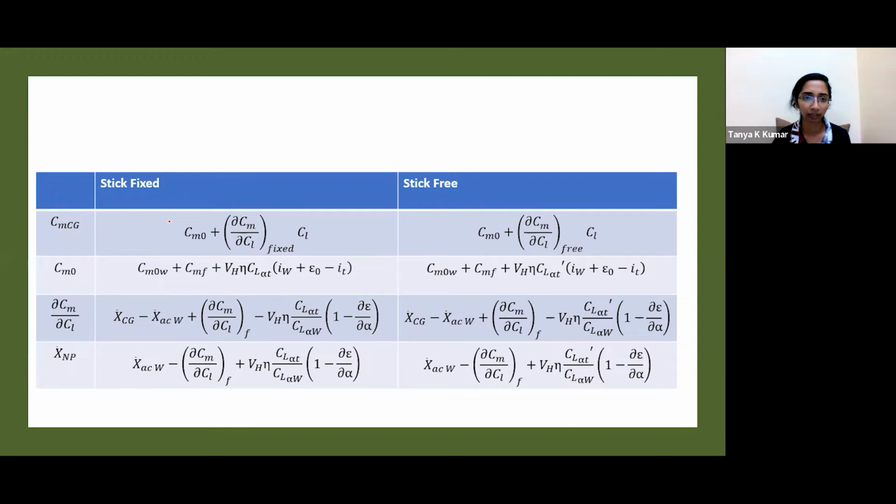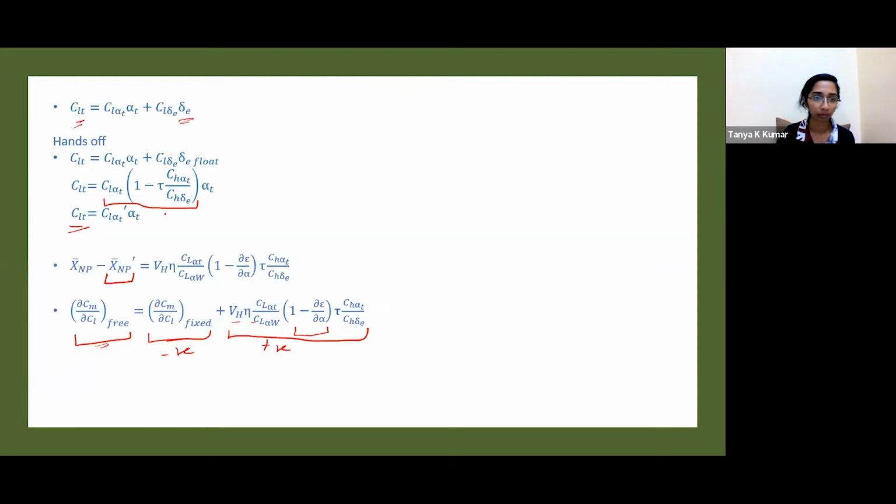Now these are just comparisons between the stick-fixed and stick-free case. We had discussed this previously. We'll just go over it. CM at the CG is CM naught and the slope. Similarly here, the slope is stick-free condition. Even the CM naught would vary, which is shown in the next row. CM naught for the stick-fixed case is the well-known equation that we've been using throughout. Here, the only difference is the CL alpha tail. So CL alpha tail is replaced by CL alpha tail prime. CL alpha tail prime was what? This value.